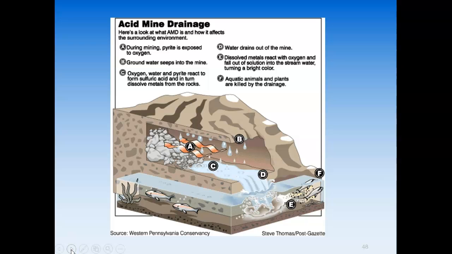Acid mine drainage is what happens when mines are abandoned. During the mining process, pyrite is exposed. Pyrite is a type of rock. It's also called fool's gold. Groundwater seeps into the mine, and then oxygen and water combine with that pyrite, and they react together to form sulfuric acid. And that acid dissolves metals from rocks. So any metals that weren't taken during the time of the operations of the mine then get dissolved. The rock gets dissolved and the metals are liberated. And then the water drains out of the mine, and the dissolved metals react with oxygen and fall out of solution in the stream, and they turn the stream a bright color, and that affects aquatic organisms and plants, oftentimes causing massive kills.